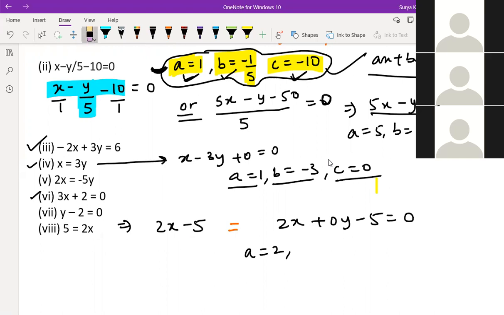Then here the c is 5, sir. Where? And it's not 5, Sai Charan. C is minus 5, not 5. Okay, and b is equal to 0. That's it. Is it clear? Yes, sir.